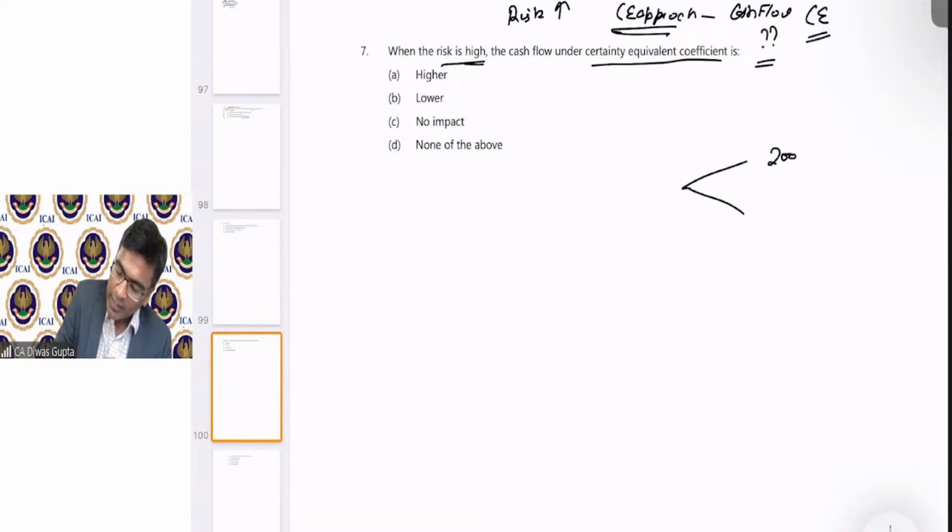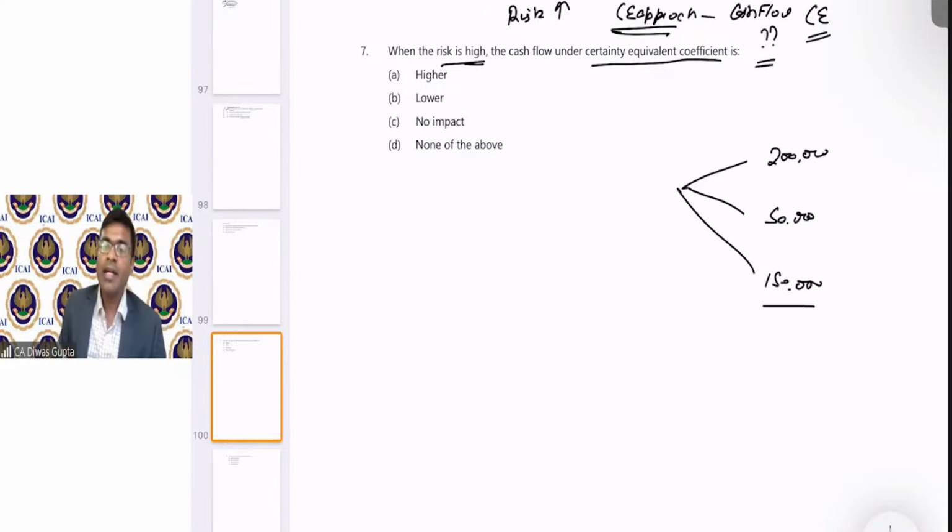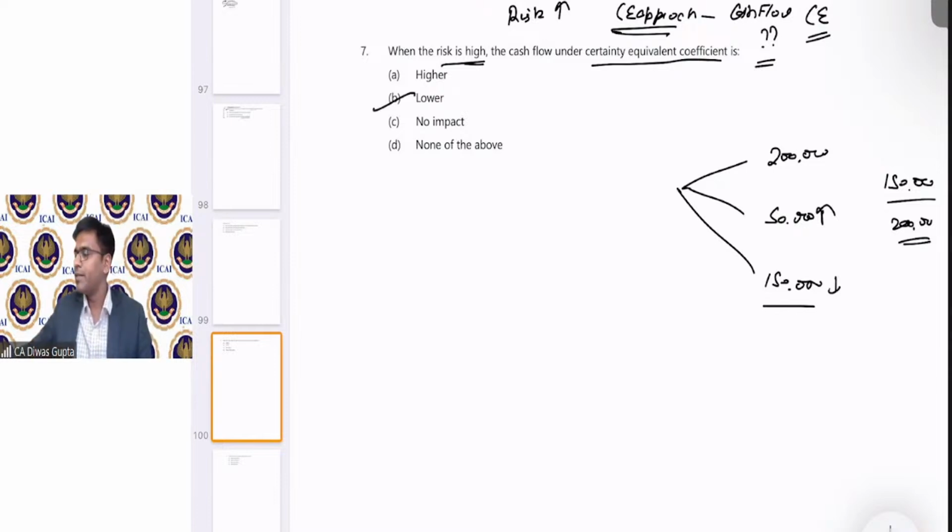Correct. So in that example that we studied, 2 lakh was the total cash flow. 50,000 we assumed to be the risky cash flow, and 1,50,000 was the guaranteed cash flow. So the coefficient was 150 by 2 lakh, right? So if you increase this amount, the guaranteed cash flows will come down. So that is what the question is. So correct answer is B. Which I think most of you are correct.